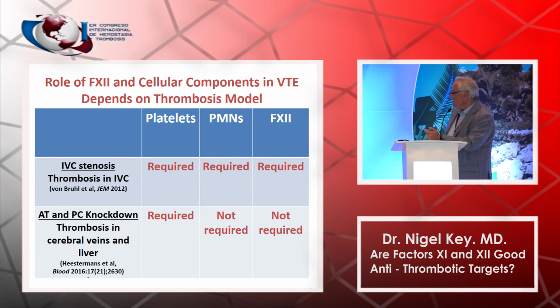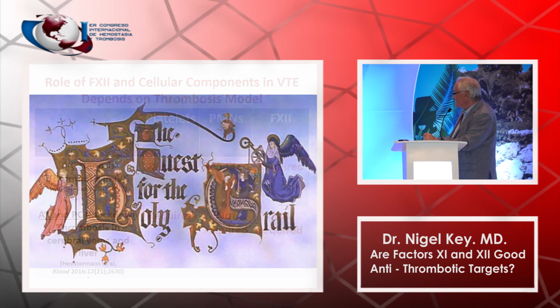So to summarize here in this paper, in the antithrombin and protein C knockdown mice, although platelets were also required, neither factor 12 nor neutrophils seem to play any role here. So, these are interesting and hypothesis-generating studies.